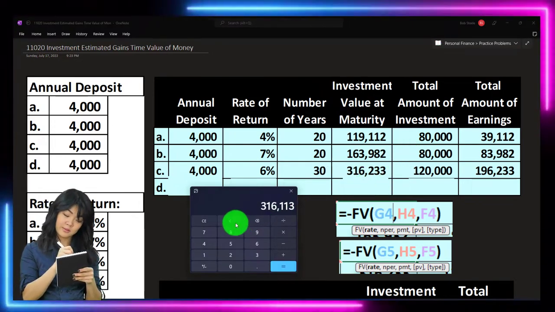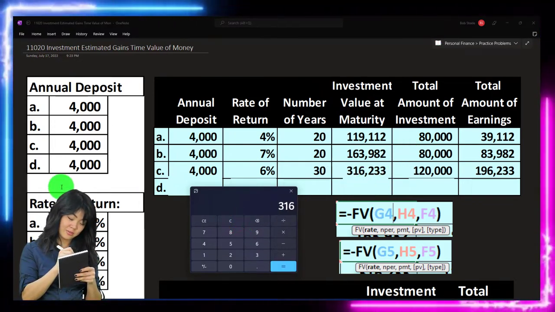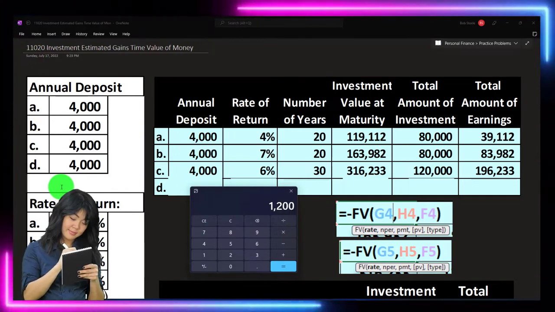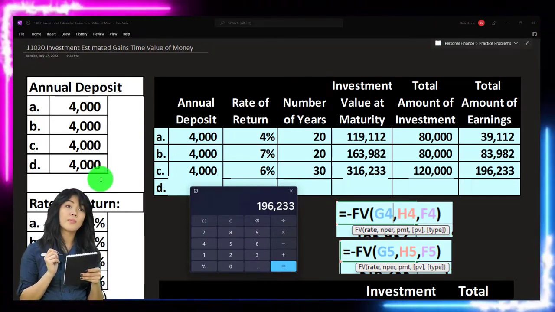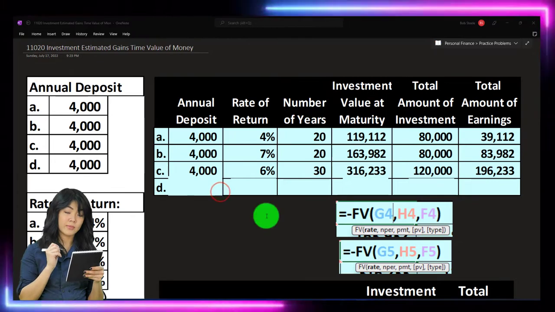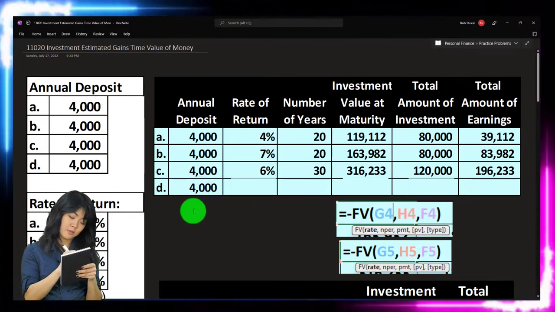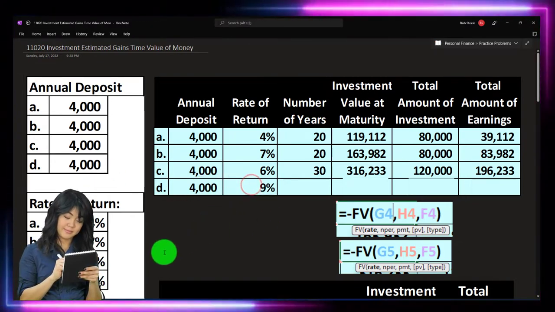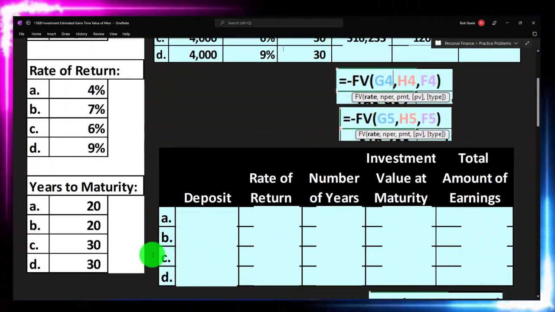And so that would mean we had earned, after 30 years, the money's been working for us. Hold on, I've missed a couple of zeros. 316,233 minus 120,000 is 196,233.